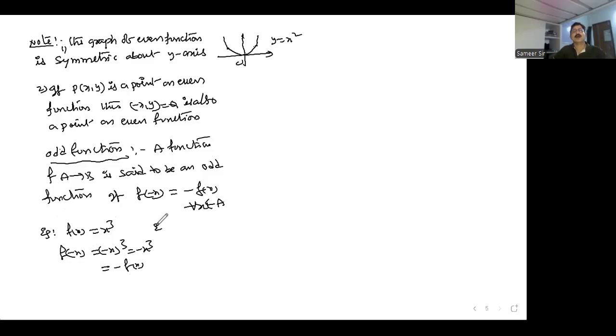Odd. Another example I'll take. f of x is equal to sin x. f of minus x becomes sin of minus x. Sin of minus x means minus sin x. That is minus f of x. It is also an odd function.